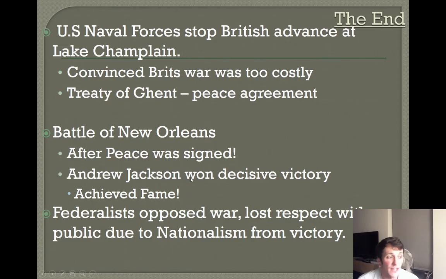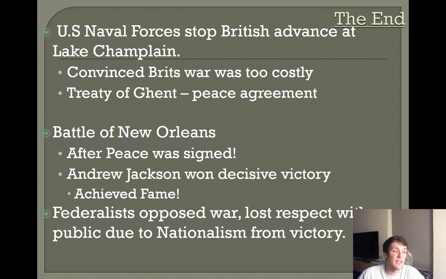So, the last real part of this is that the British also attempt to move down into mainland America through the north from Canada, through Lake Champlain up in New York. The Americans are going to push them back there too. So between the stop of the British in Baltimore and there, it's going to once again convince the Brits that the war is too costly. And you're going to get the Treaty of Ghent, this peace agreement at the end of the war, which basically says that we're going to leave everything exactly the way it was before this war even started, and we are not going to fight anymore.